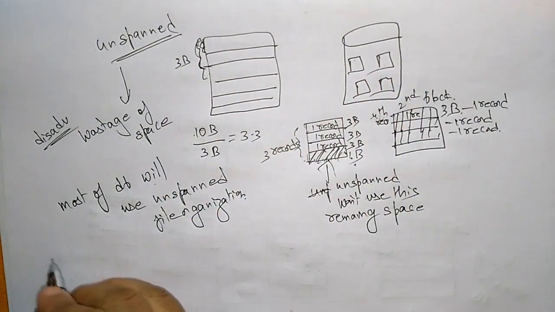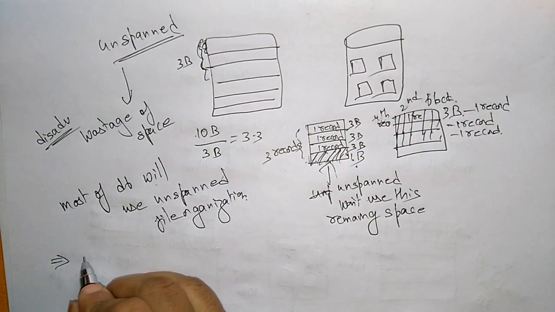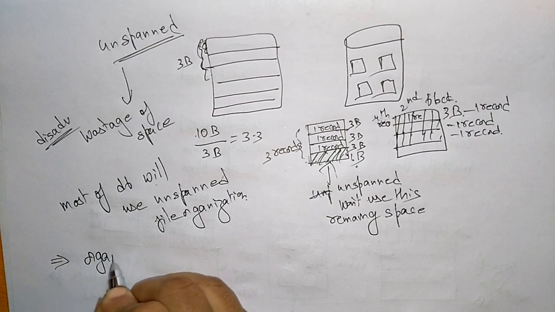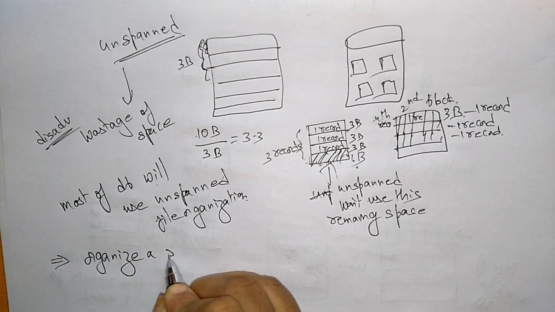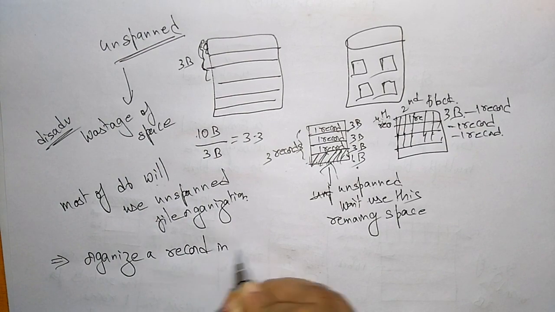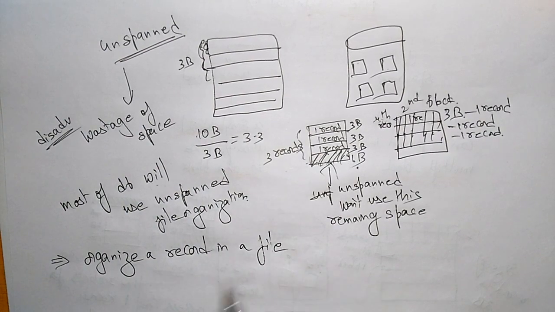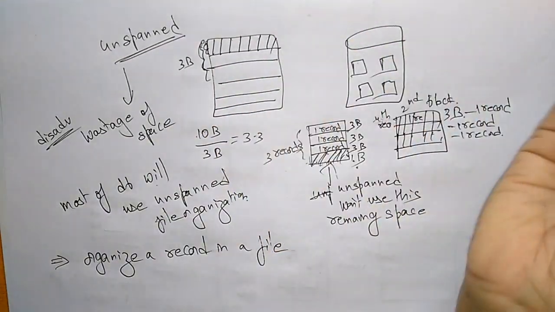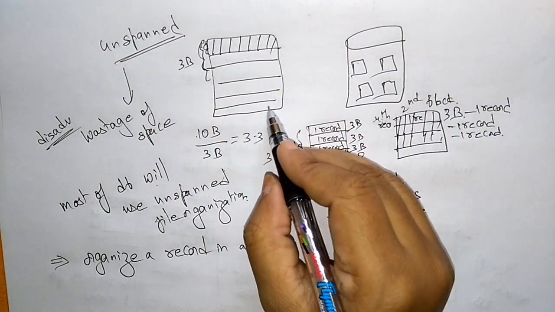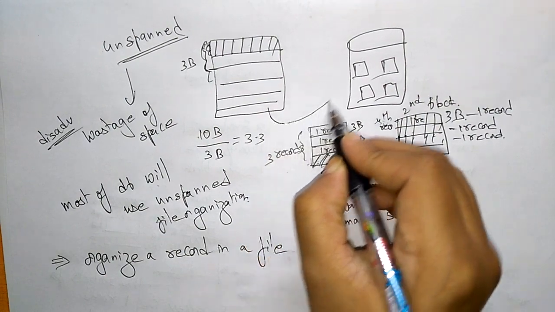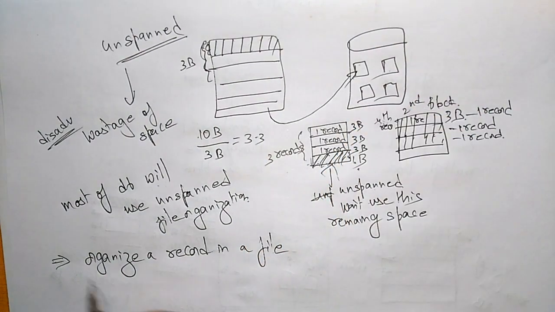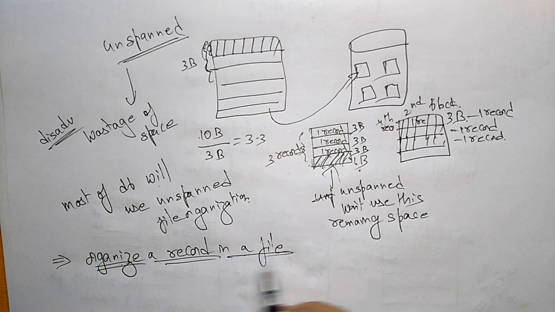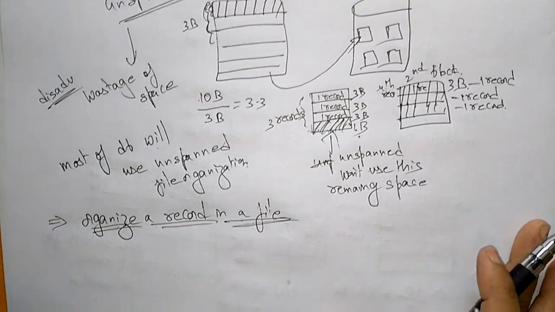So we have seen how the files are organized in the hard disk with the spanned or unspanned. So let us discuss how the record is organized in a file. So far we have discussed how the files are organized in a hard disk. Now see how the record is organized in a file.